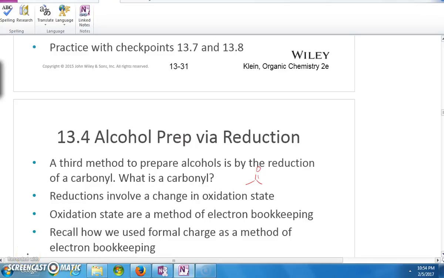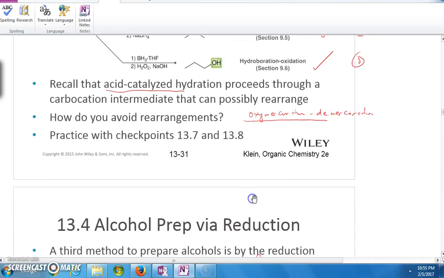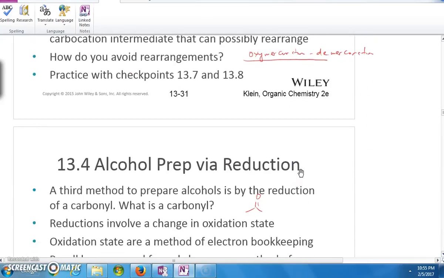So we have been looking at how to make alcohols. We have seen that alcohols can be made from alkenes, from the acid catalyzed hydration of alkenes, and also the oxymercuration-demercuration of alkenes, as well as the hydroboration-oxidation of alkenes. And don't forget that the acid catalyzed hydration proceeds with a carbocation intermediate, making the reaction very prone to rearrangement.